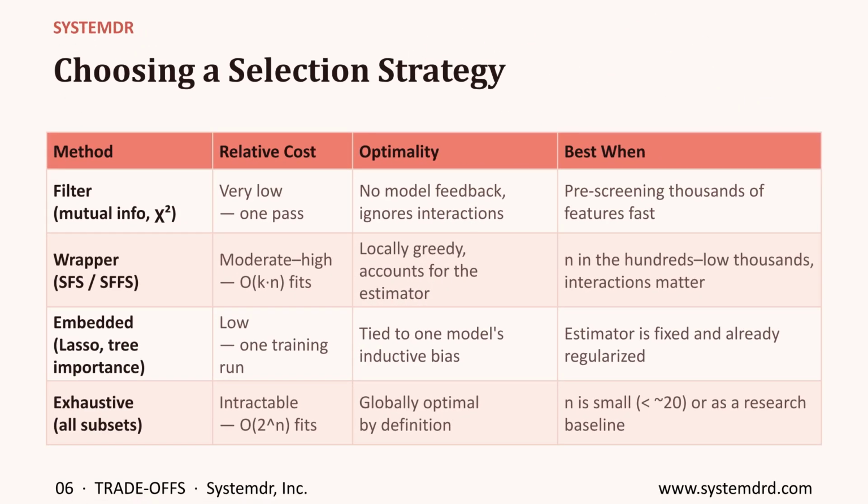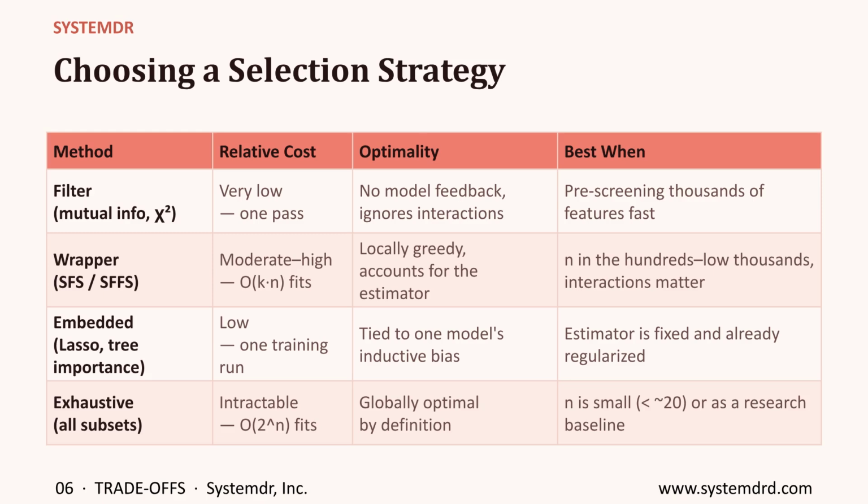Let's zoom back out and put SFS in context against the alternatives. Because in production, you're rarely choosing SFS in isolation. You're choosing it instead of something else. Filter methods are the cheapest by far. One pass over your data, no model feedback at all. That makes them ideal for pre-screening thousands of features down to something more manageable. Fast, but they're blind to interactions.